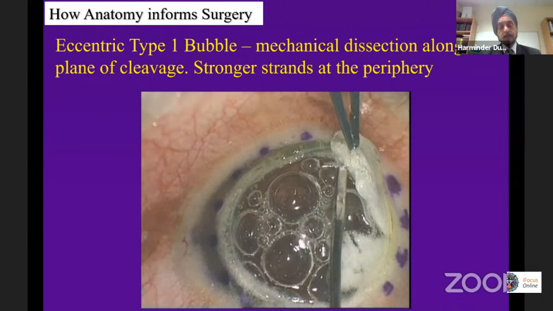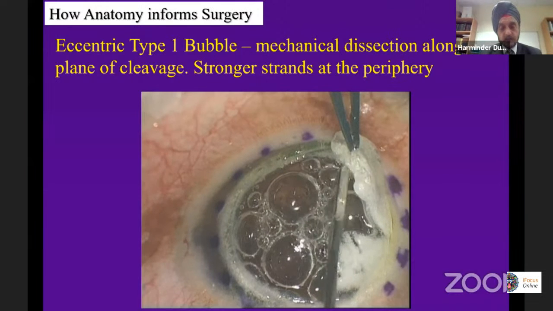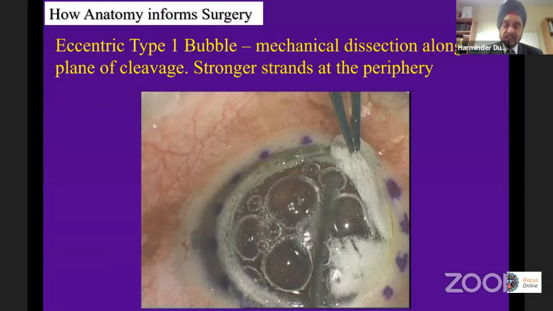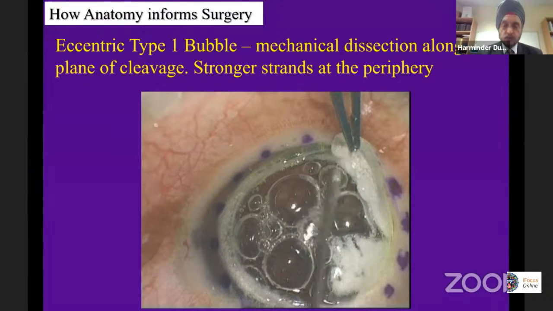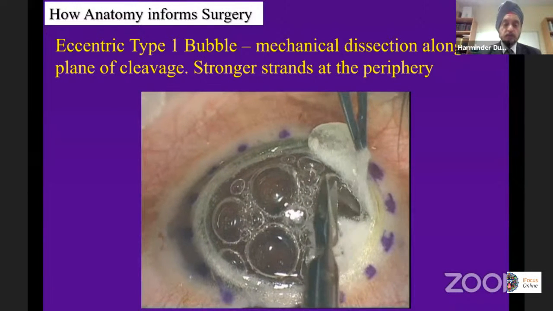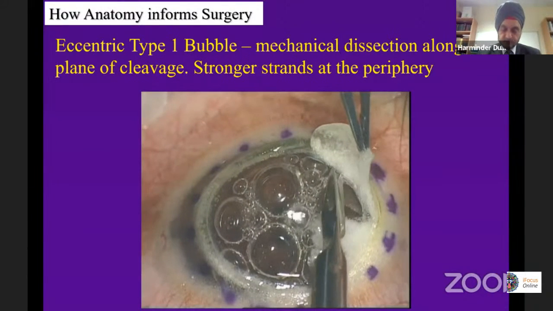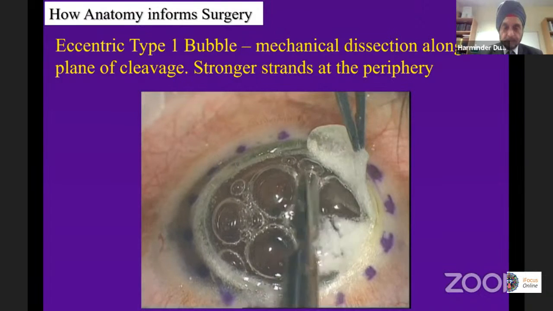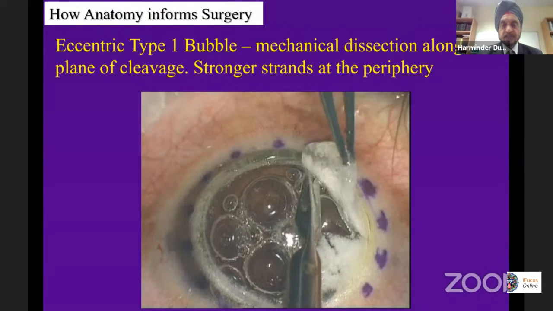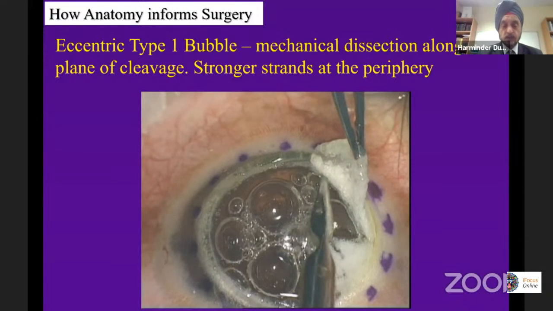Now, if your bubble doesn't go all the way to the periphery, you encounter these strands. Remember, I mentioned these strands, which you have to physically separate, and sometimes they're strong, particularly to the periphery. You have to cut them so that you can separate the stroma all the way to your refined mark. So you're just exploiting that plane physically where the air did not reach.